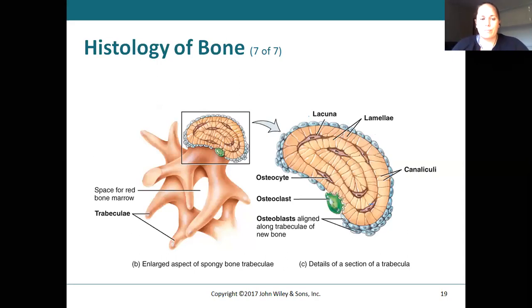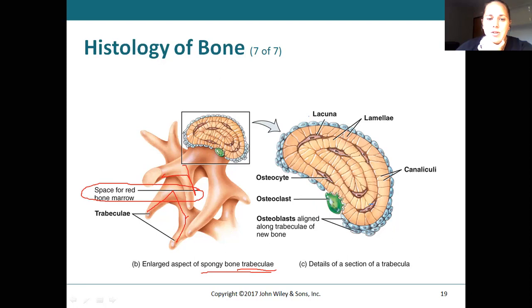Okay, so like I said, we have spongy bone and compact bone. If we zoom in and focus on spongy bone, you have these trabeculae, which are kind of like these knobby pieces of bone that you see here. So you've got spaces for red bone marrow. That's going to be the spaces that are important for the creation of blood cells.